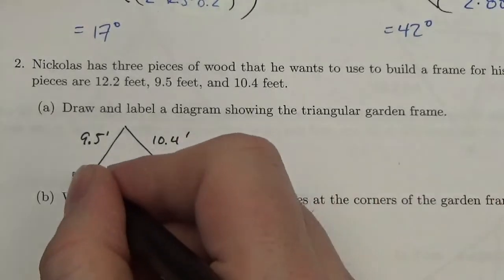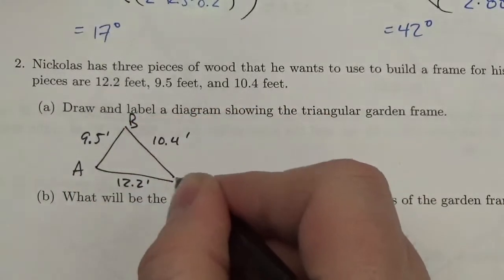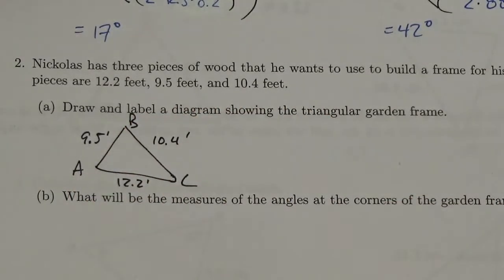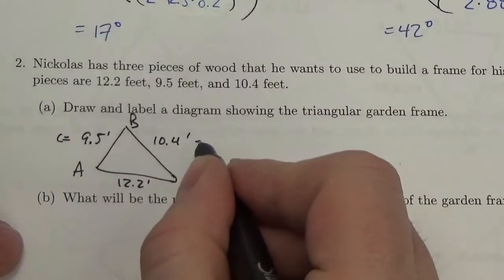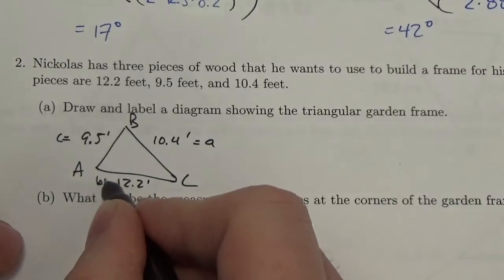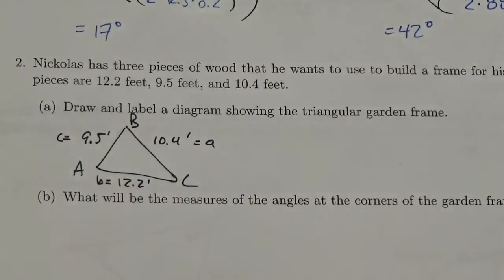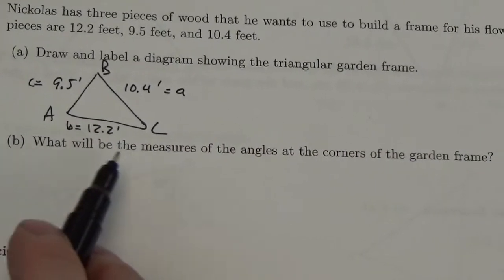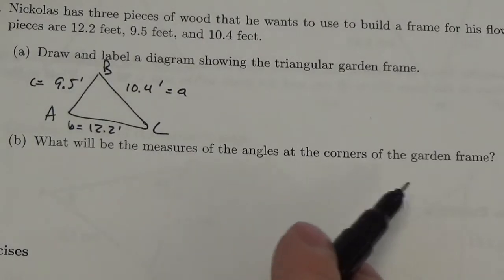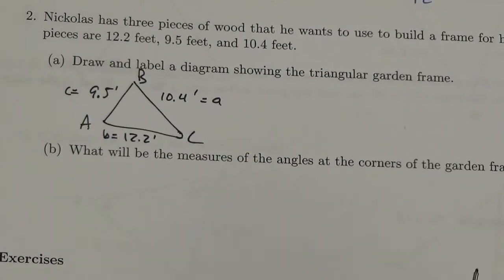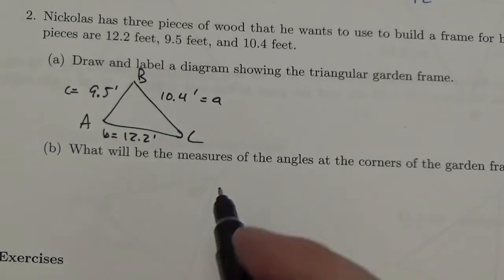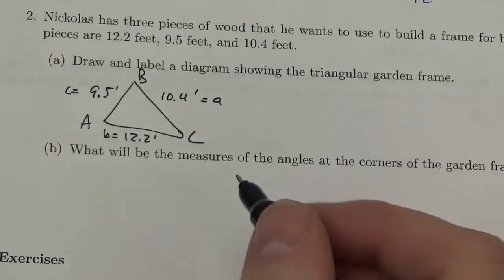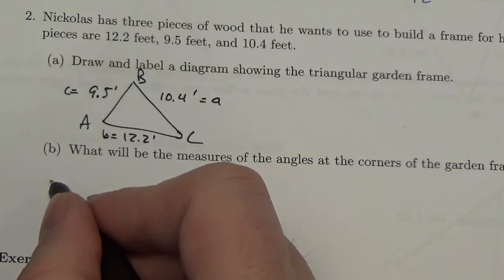And then we can call this A, B, C, just so that we have some names here. So we know that that's going to make this little c, that'll make this little a, and that'll make this little b. Okay? Now, the next question says, what will the measures of the angles be at the corners of the garden? Okay, so this is just going to be an application of the cosine law, right? Because we have all 3 sides, we're looking for an angle. So let's say we're looking for angle A.